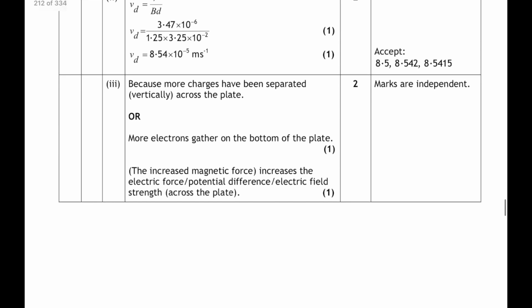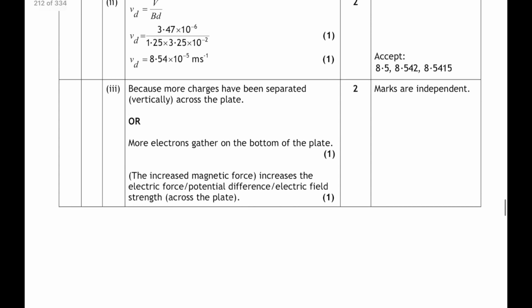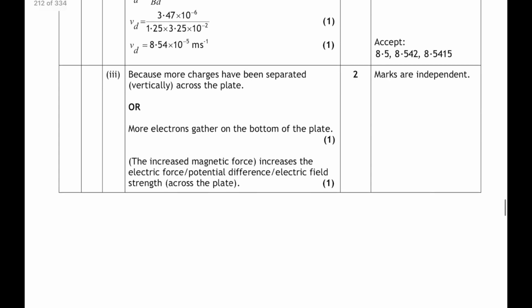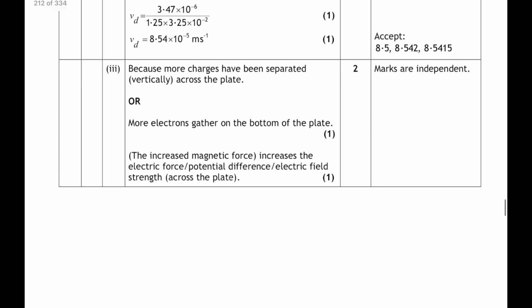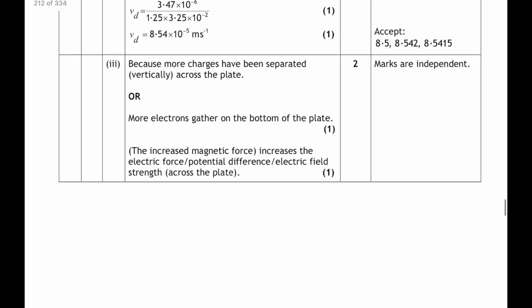So why does the drift velocity stay the same? It's because the increased magnetic induction has caused more charges to be separated vertically across the plate, or more electrons gather at the bottom of the plate. And this in turn will increase the electric force or the electric field strength across the plate. Very tricky. Okay, let's have a look at another paper.